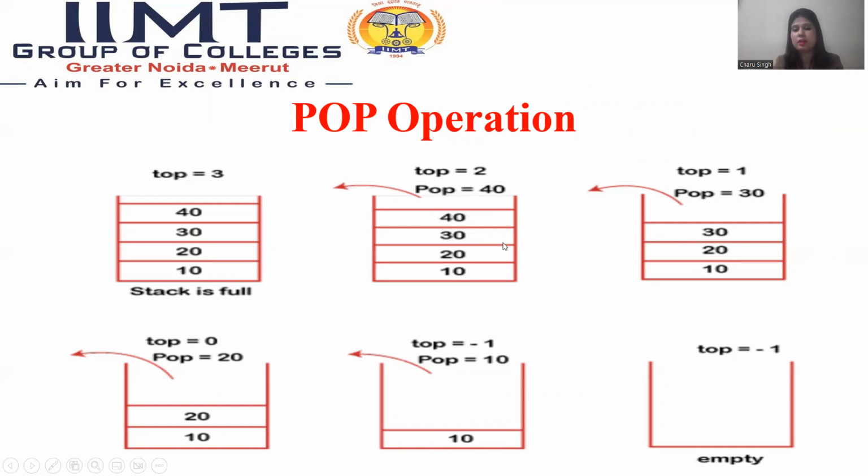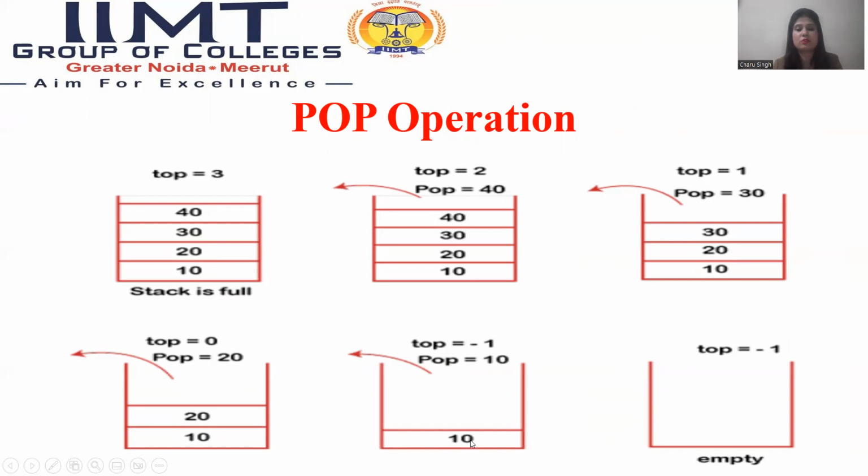After that, if I want to pop another element, my next element is 30. So 30 will be popped from the top, and the top pointer will be decremented by 1. Again, if I pop another element, right now the topmost element in my stack is 20, so 20 will be deleted from the stack and the top will be 0, because every time we perform the pop operation, my pointer will be decremented by 1.